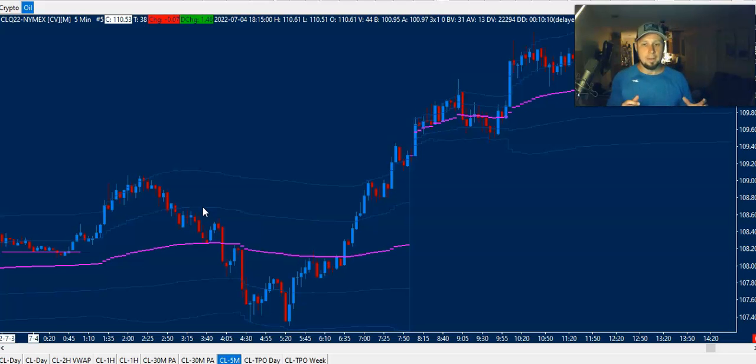So if you consider price to be inside of the first standard deviation bands of each side, right, then price is technically considered to be inside of value, or kind of a consolidation type environment, until it breaks outside of that and moves out of value.